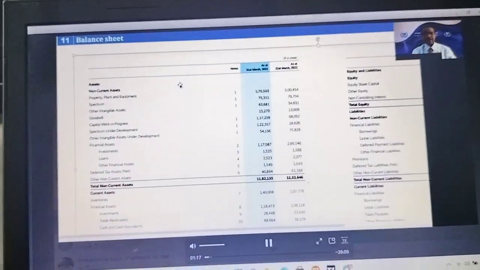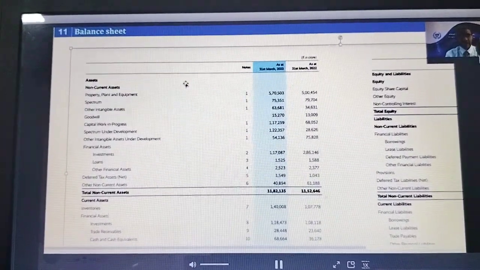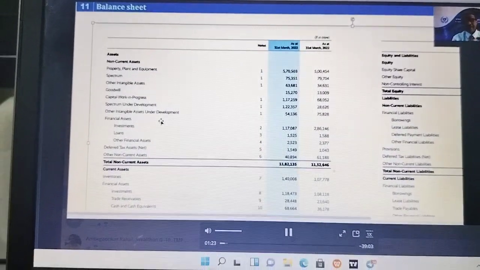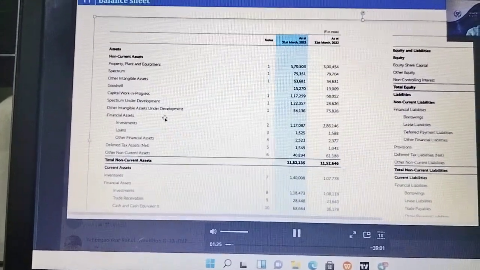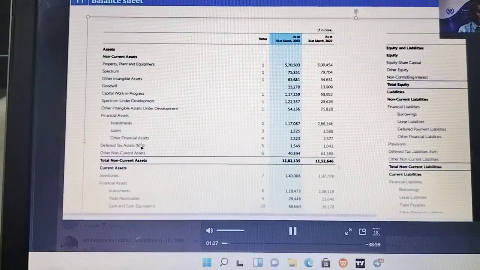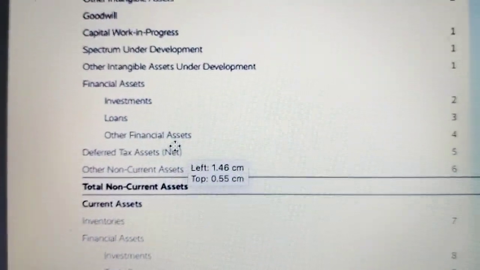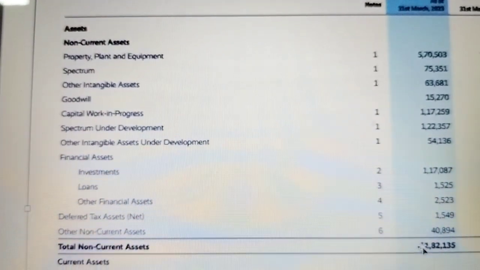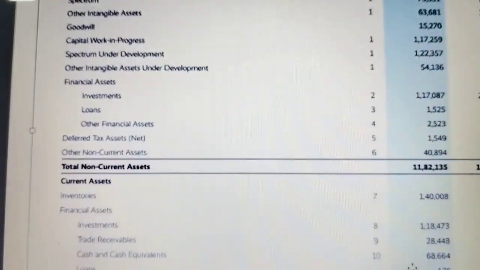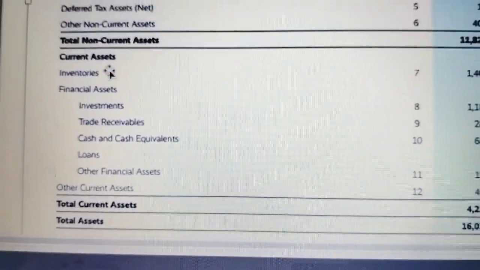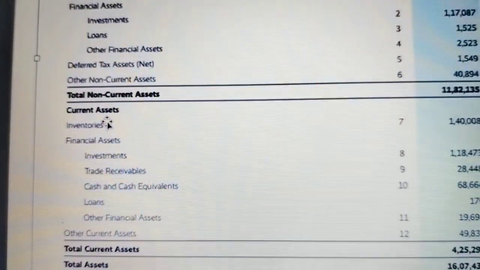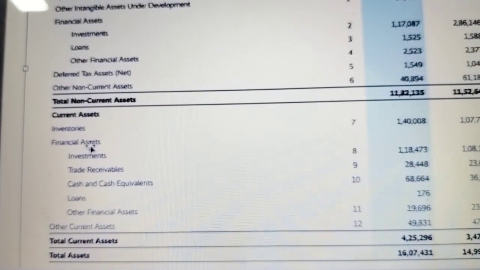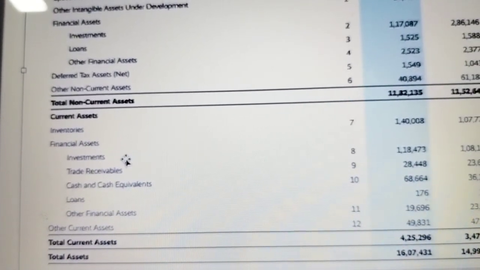Non-current assets are the assets which have a life of more than 1 year, which includes property, goodwill, and financial assets which have more than 1 year maturity. Sometimes even tax is mentioned here, like deferred tax, which is supposed to be paid in the next year. Then total non-current assets. And then current assets include inventory, which is a major component for a manufacturing company.